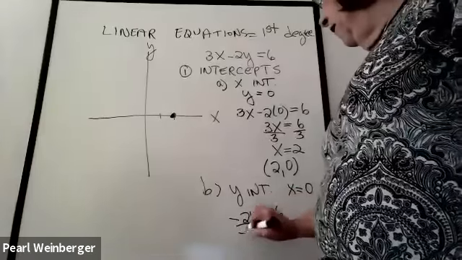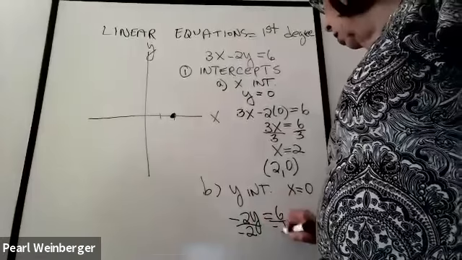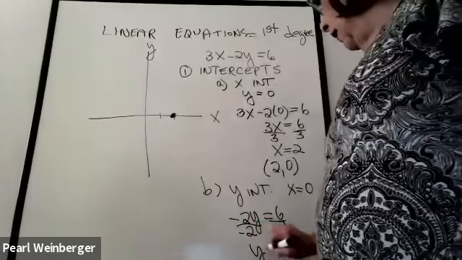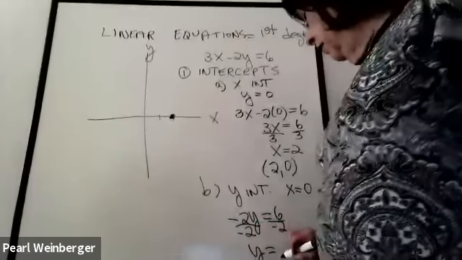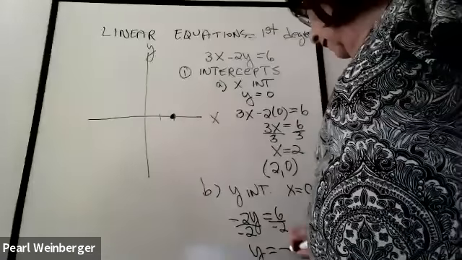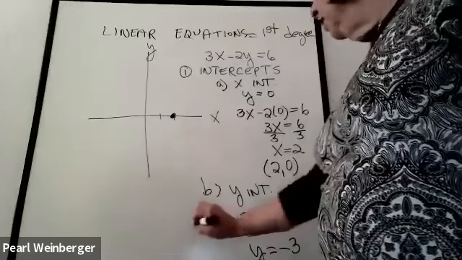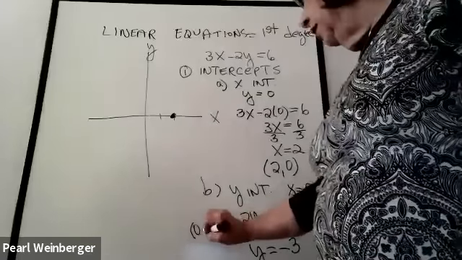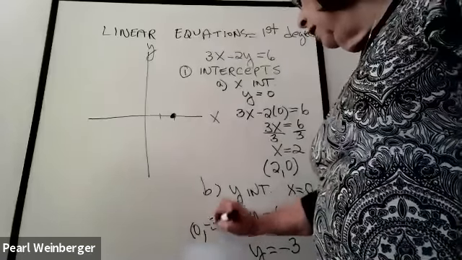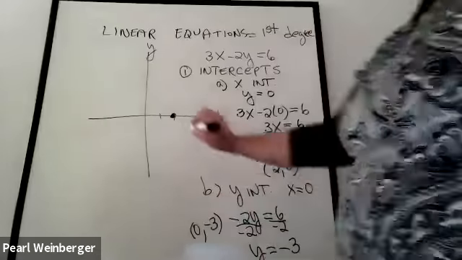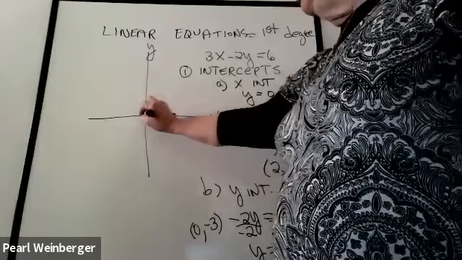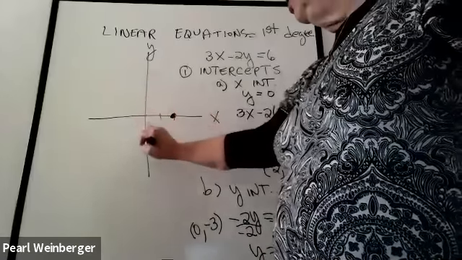And if I solve that, I will get y equals 6 divided by negative 2, which is negative 3. My y-intercept is the point (0, negative 3). Here it is: 0, 1, 2, 3.